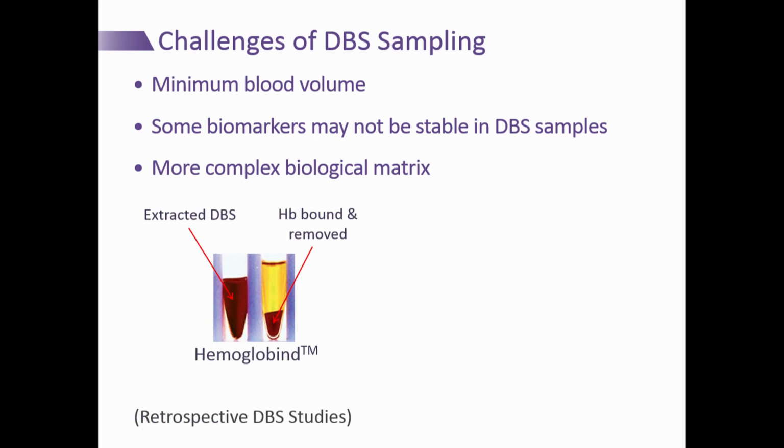Some ways to get around this are commercial products available, hemoglobin, where you can take a dried blood spot, elute it, add a reagent which binds to the hemoglobin, and you can centrifuge it out and pretty much get back to a plasma sample.